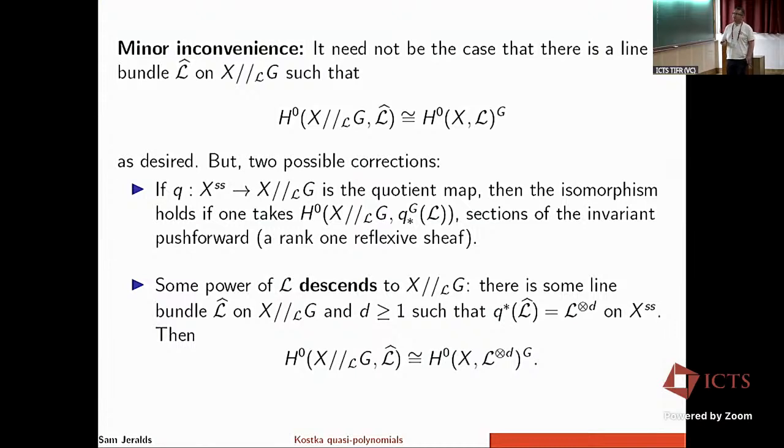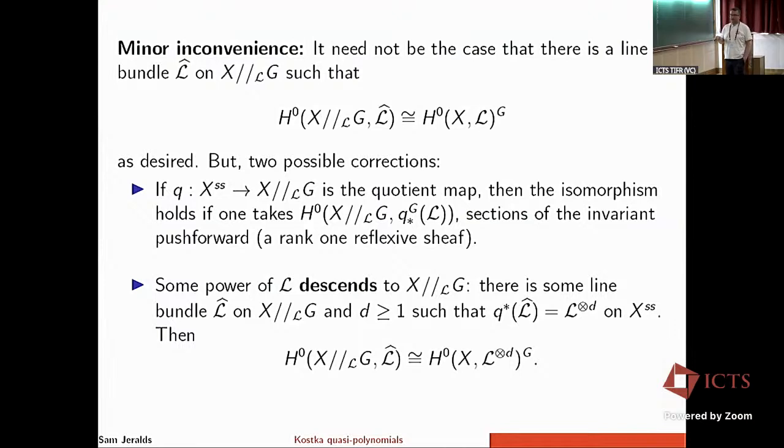So first is, if you just take the quotient map from the semi-stable locus down to the GIT quotient, then if you just replace L hat with the invariant push forward of L, then this isomorphism holds. The problem is that what you have downstairs is no longer a line bundle, but it's like the next best thing. It's a rank 1 reflexive sheaf. So replacing this left-hand side with this statement, the theorem is true, or this isomorphism holds.